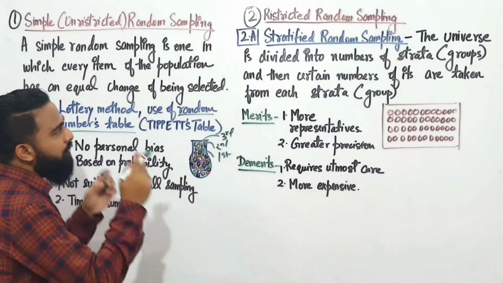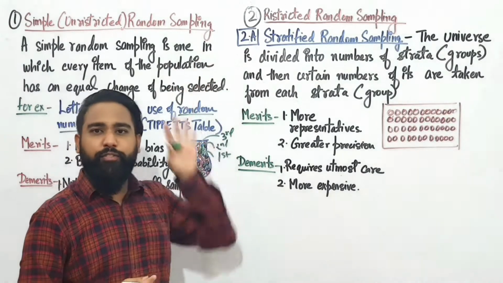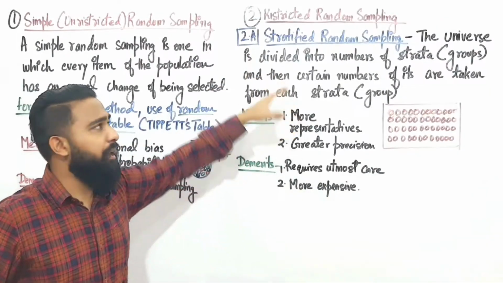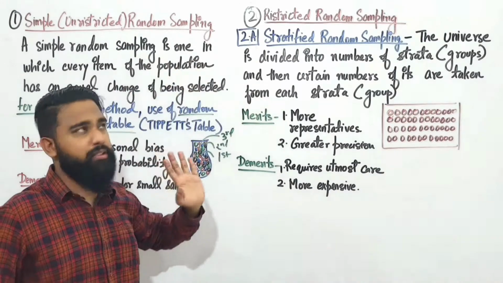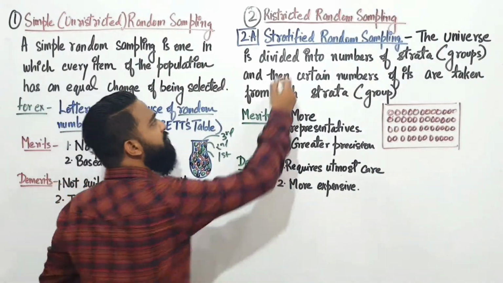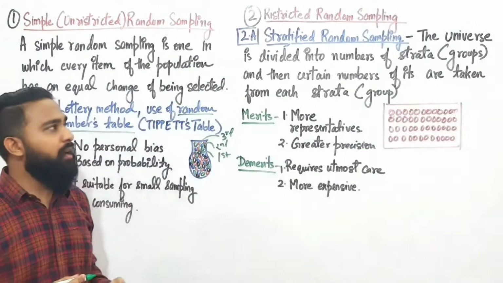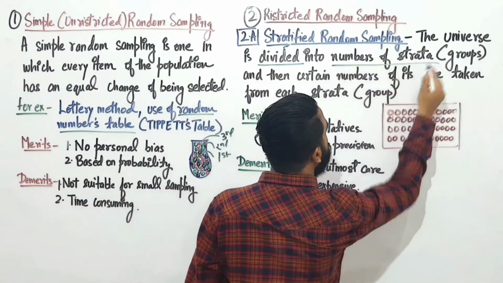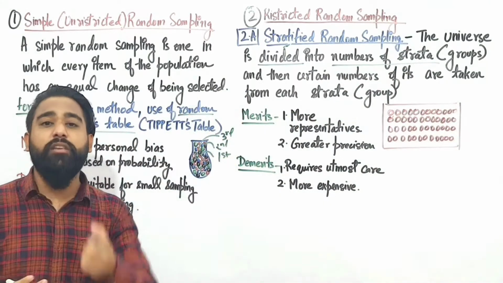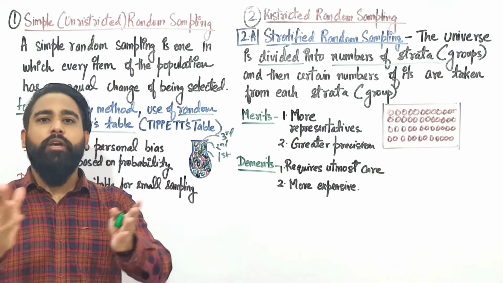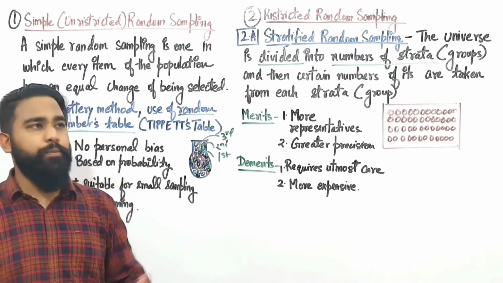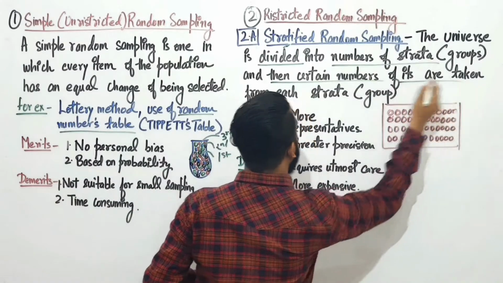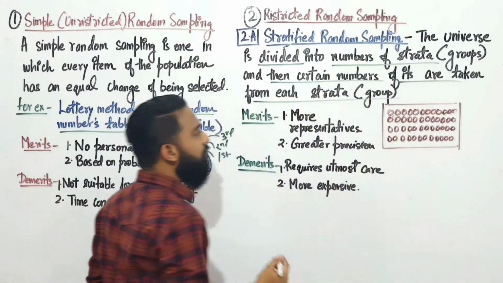Now let's come to the second division of random sampling, which is restricted random sampling. I told you there were 4 more subdivisions of restricted random sampling, under which the first subdivision is stratified random sampling. Under it, the universe is divided into a number of strata. Strata means groups. If we divide the universe into certain groups, those are known as strata, and then a certain number of items are taken from each stratum or group.